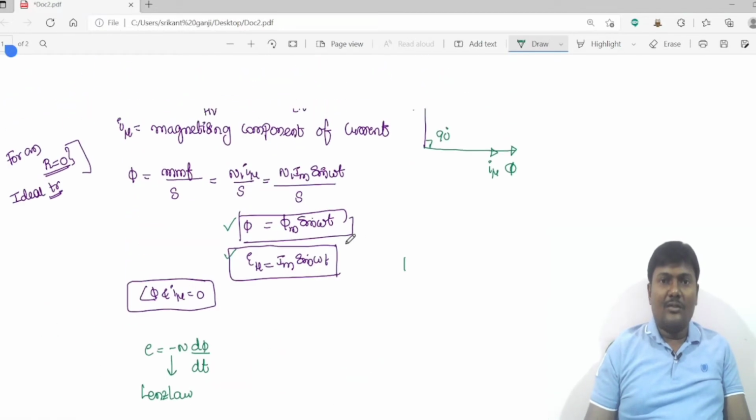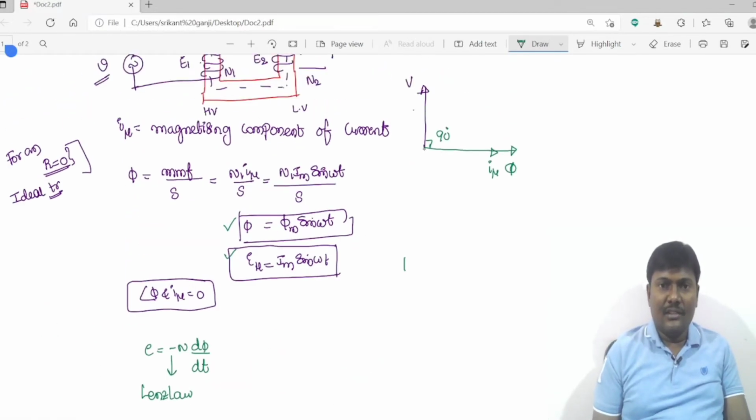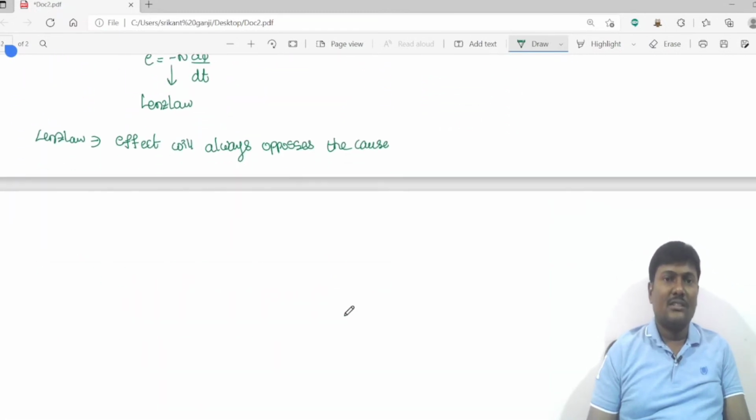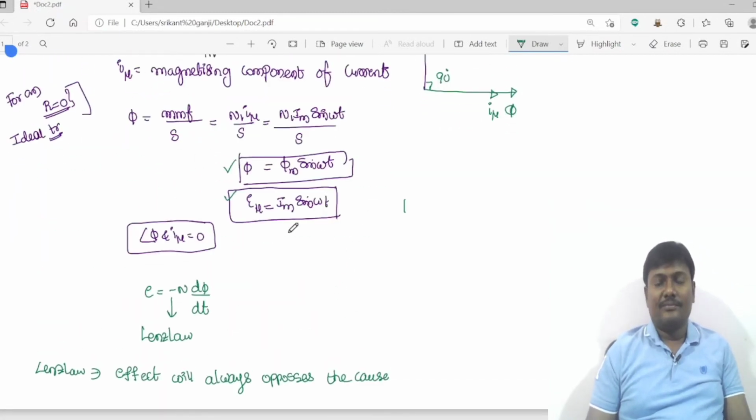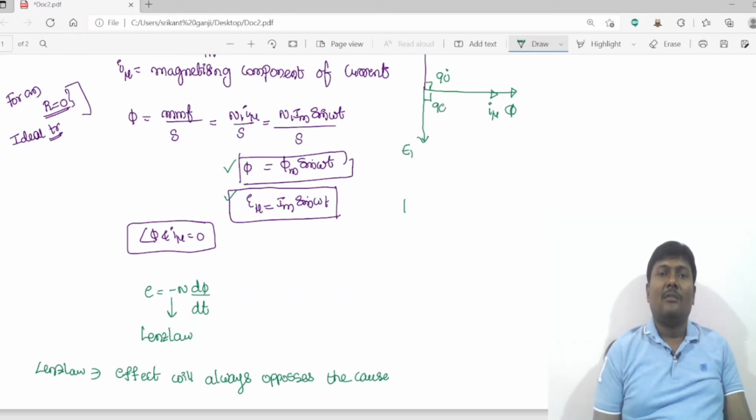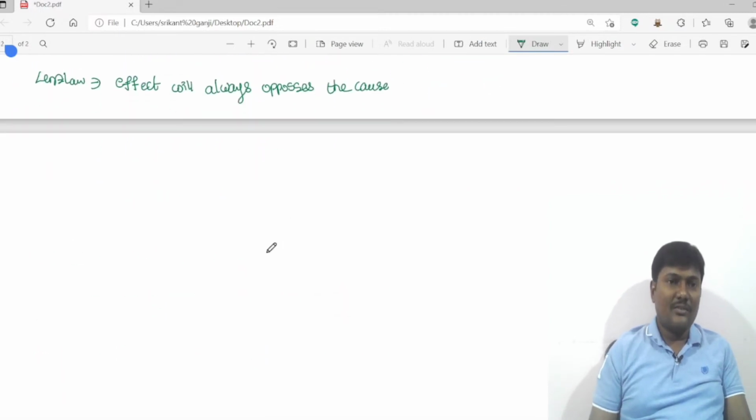So what is the cause for the production of EMF? The cause for production of EMF is the voltage, and it will oppose; the flux is the cause, and it will oppose. Because of that, a 90 degree time delay is provided. This is called E1. The angle between the flux and the induced EMF is 90 degrees. We can prove it mathematically.